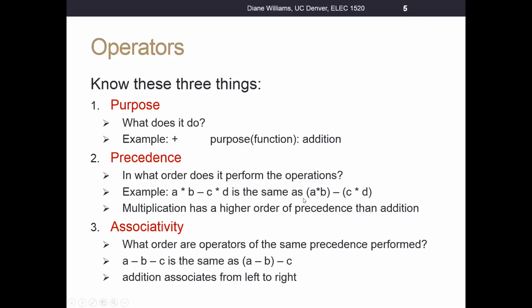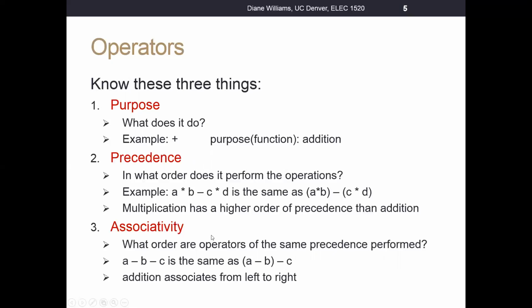So the way this expression is evaluated is the same as if we put parentheses around A times B and C times D. And when operators are of the same precedence, such as the multiplication here and the multiplication here, this one evaluates from left to right. So multiplication, A times B would be performed, then C times D is performed, and then the subtraction is performed.